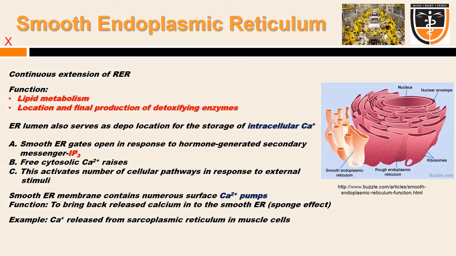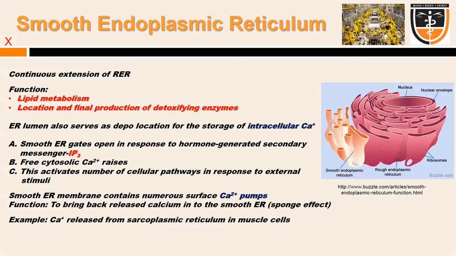Now, smooth endoplasmic reticulum is actually a continuous extension of rough endoplasmic reticulum. And what is the characteristic of smooth endoplasmic reticulum? We mentioned it. It will carry all those proteins. They will then pop out of it and travel to the Golgi apparatus. But another important thing is that smooth endoplasmic reticulum doesn't have attached ribosomes on it. And more importantly, it's involved in lipid metabolism. That's the area where the lipids are broken down in a cell, and the location of final production of detoxifying enzymes that help detoxify your cells.